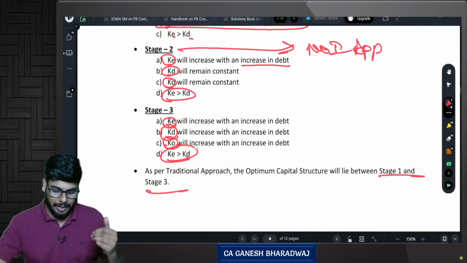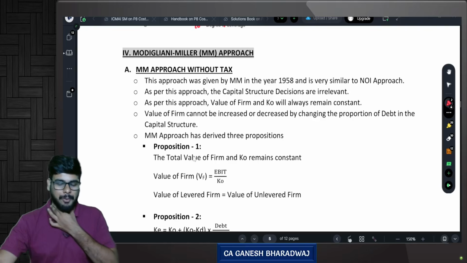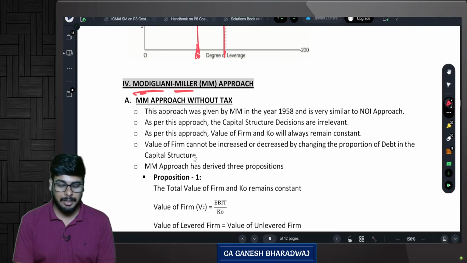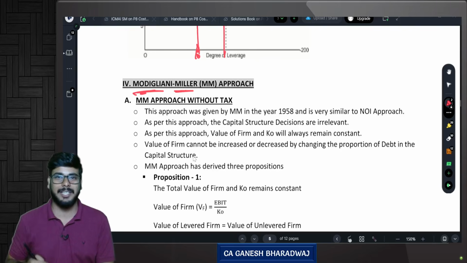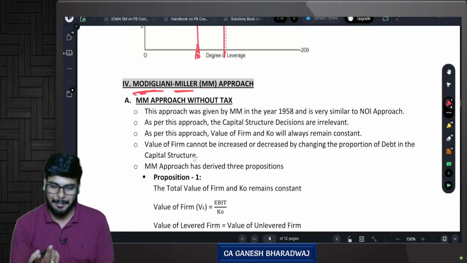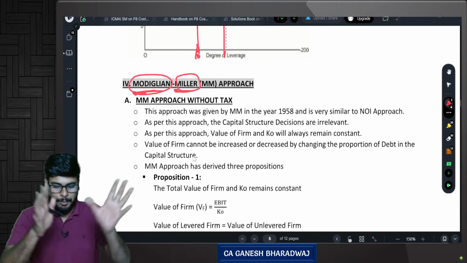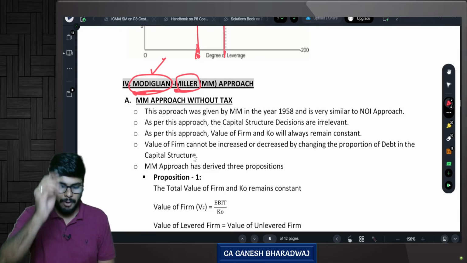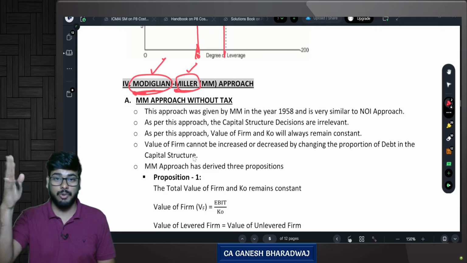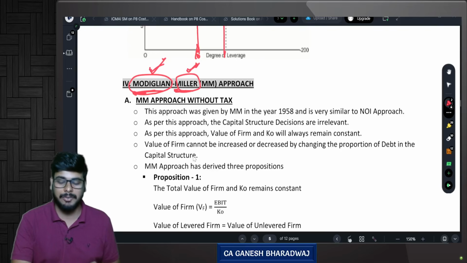Now let's go to the next approach, which is called the Modigliani-Miller approach. Yes, that same guy asked me this doubt: Sir, Modigliani-Miller, is it one person or two people? Two people. Modigliani is the name of one guy, Miller is the name of another guy. If you want, you can Google and find out their full names, but I think these should be the surnames of these two people.